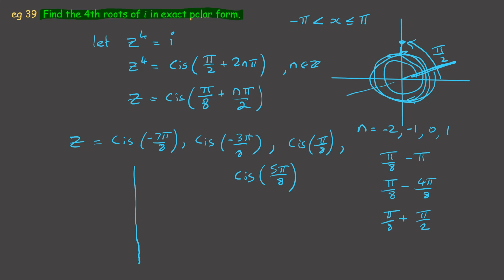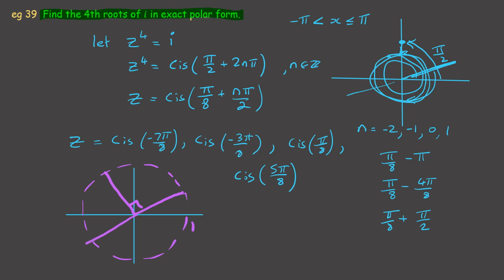Once again, if you draw these, it will be beautifully symmetrical. Our first one would be at pi by 8, like so. They'd all lie on the unit circle in this particular case. And then there would be pi by 2 between the solutions.